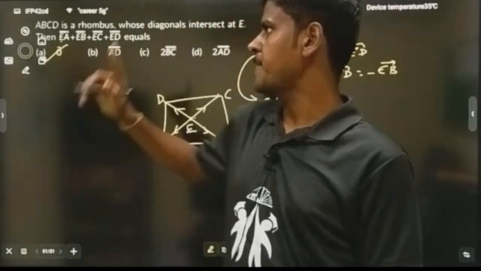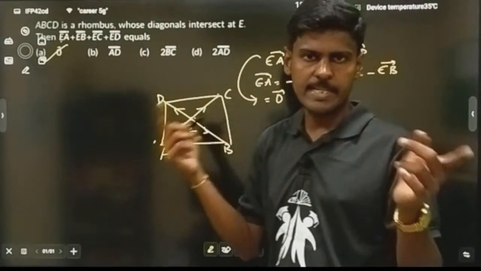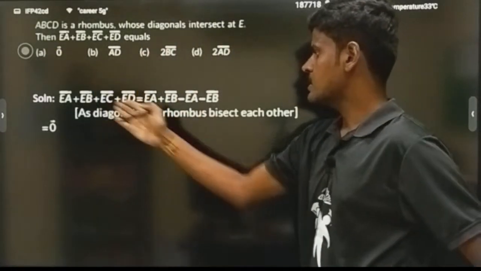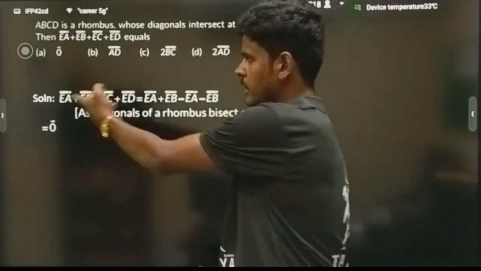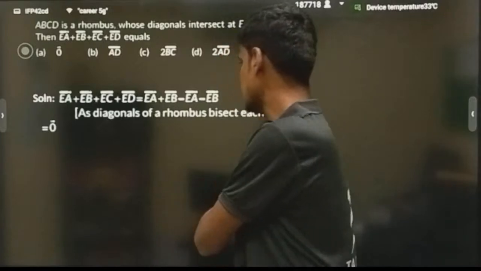EC, because by property of rhombus, diagonals bisect each other and all the sides are equal. That is it. Easy questions. Since diagonals bisect each other in a rhombus, when we add all this, EA and EC will get cancelled out. Similarly, EB and ED will get cancelled out.